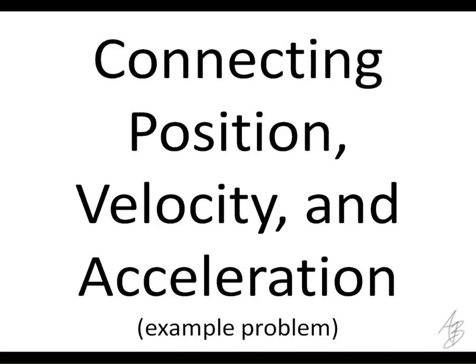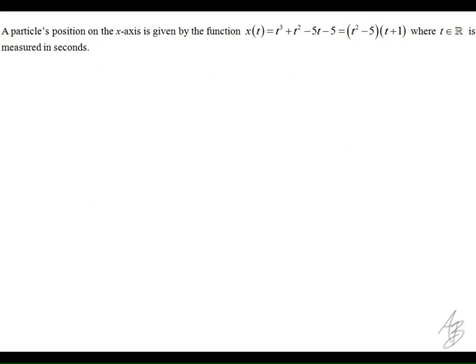Let's take a look at an example problem that allows us to connect position, velocity, and acceleration of a particle. So here's the problem. We are given a particle's position on the x-axis by a function x of t, which is equal to t to the third power plus t to the second power minus 5t minus 5. It's important here to note that t is in the real numbers and it's measured in seconds. So this means that t can take on any value, positive or negative.